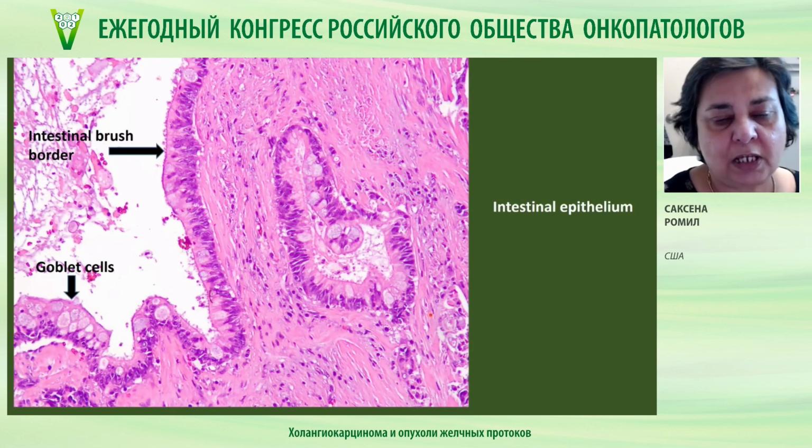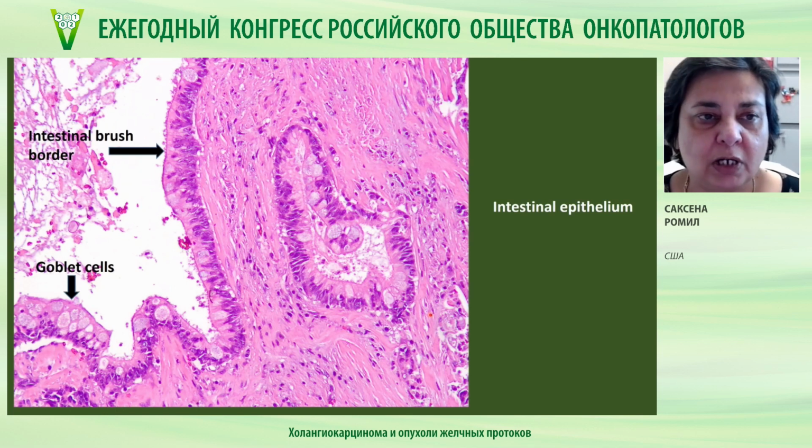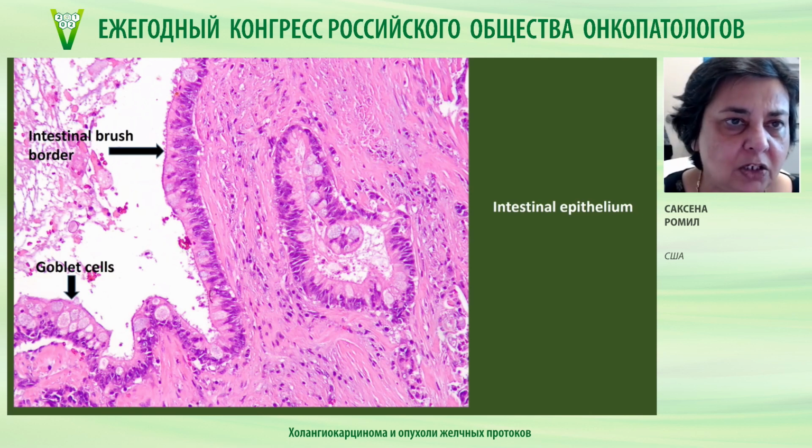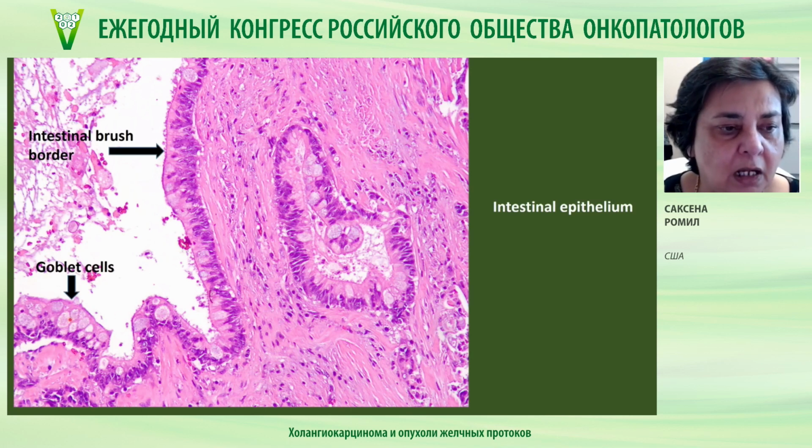Now, as I said, the epithelium of the cholangiocarcinoma may have different types of morphologies. So here we have the intestinal type of epithelium. And what we're seeing here is the brush border. So these are intestinal absorptive type cells, and you can clearly see the brush border. And the other thing that you see are the goblet cells. So goblet cells, absorptive cells in intestinal type of cholangiocarcinoma.